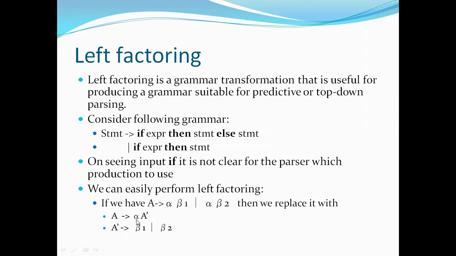So A produces alpha A dash. Alpha is the common prefix for both productions. A produces alpha beta 1, alpha beta 2, so we factor out alpha: A produces alpha A dash, and A dash produces beta 1 or beta 2. So we can handle the correct strings by using this. Here A dash has beta 1 or beta 2, so those can be replaced by using the correct statement.